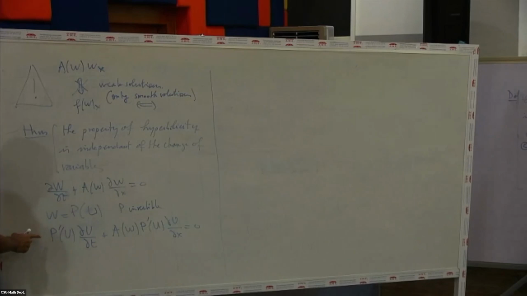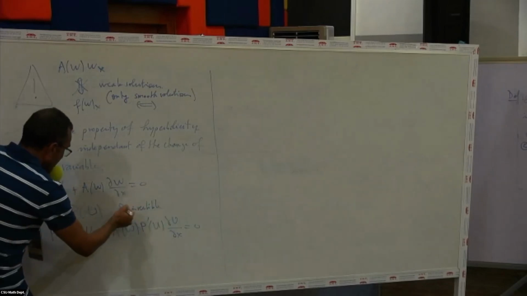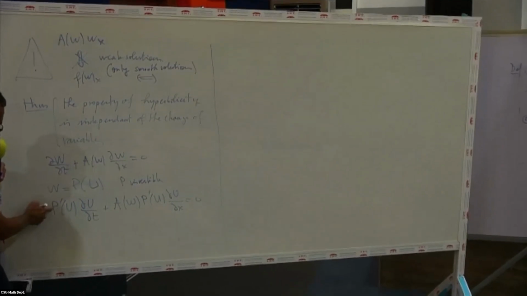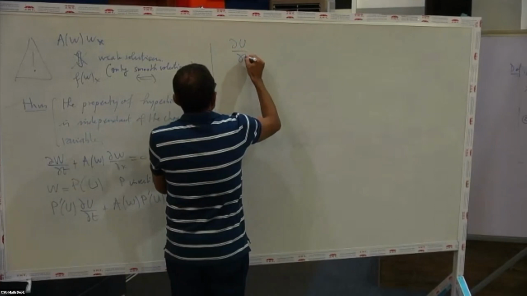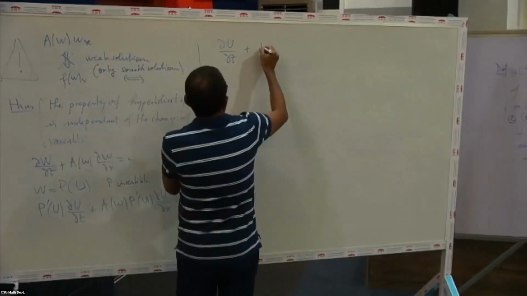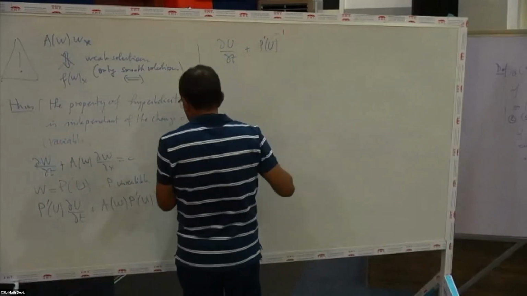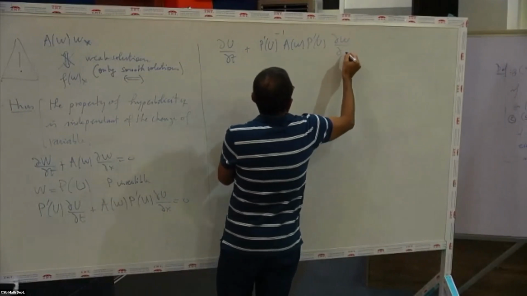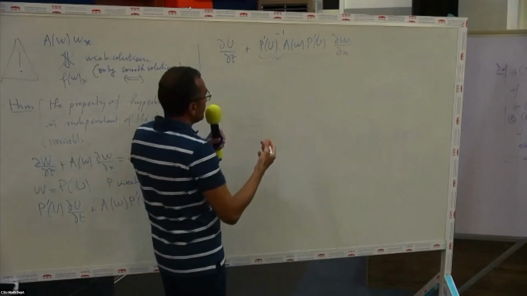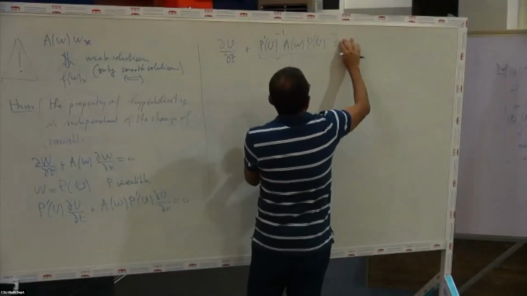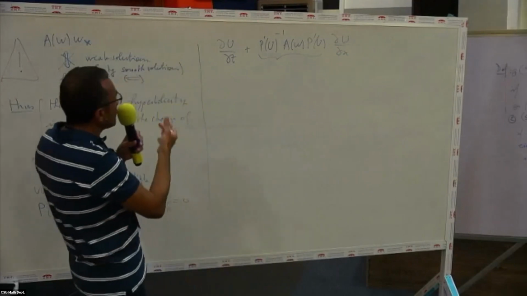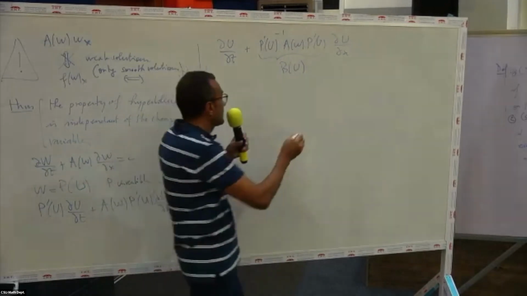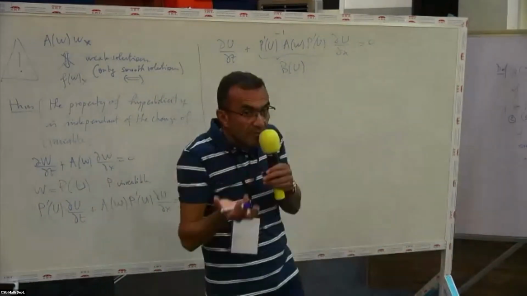And now you multiply by P prime. P is invertible like a function, and P prime, like a matrix, is invertible. So you multiply by the inverse of this matrix, and you get dU over dt plus P prime of U to the minus 1 times A of W times P prime of U, dU over dx. So this is the equivalent equation for smooth solutions, but with variable U. So this is maybe B of U. You get the same kind of equation, a hyperbolic equation.